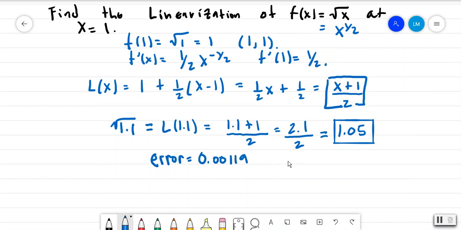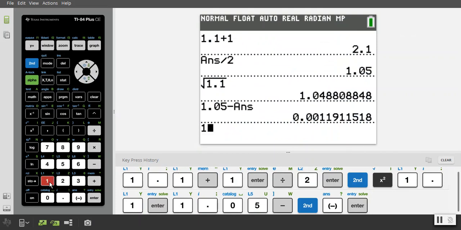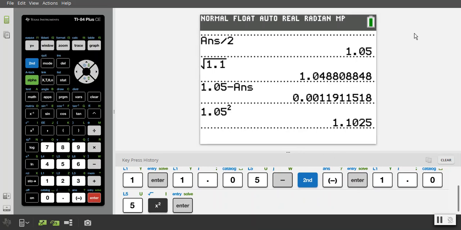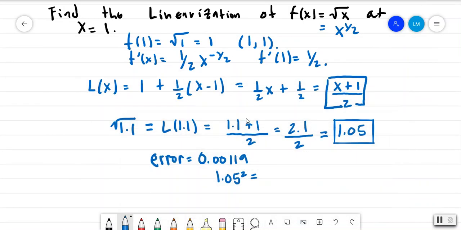Okay, but notice that if you took 1.05 and you squared it, you would get, let's see, 1.05 squared gives 1.1025. Which means that, yeah, we're off in this case, but it's very close at least.